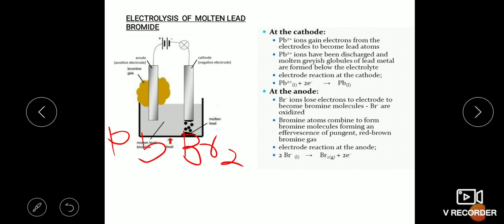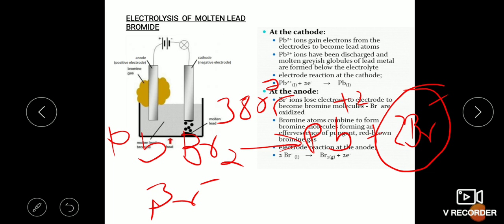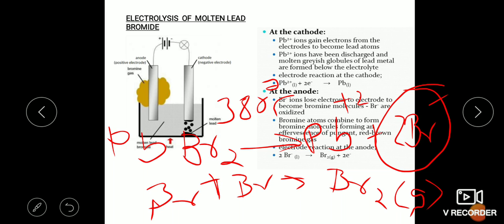PbBr2 at 380 degrees Celsius will give me Pb2+ plus 2Br minus. Please remember, this bromine ions Br- plus Br- will give me Br2, that is bromine gas. Bromine is diatomic in nature.